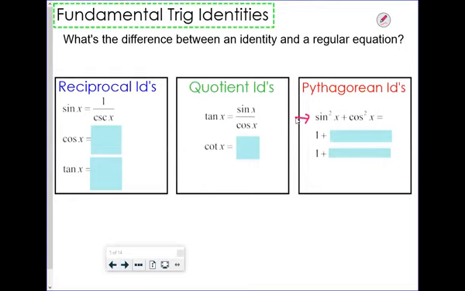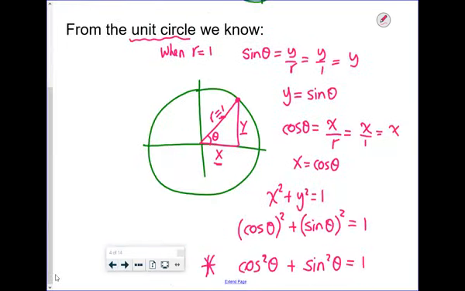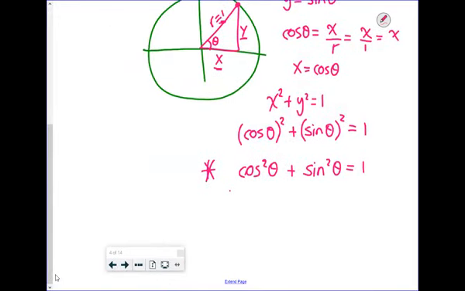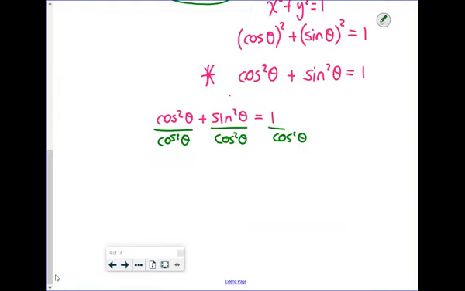Now, there's 2 more of these. Let's go and have a look at how we're going to derive them. Imagine you had this main identity, cos squared theta plus sine squared theta equals 1. And you divided everything by the cosine squared. Divide everything by that. What do we end up with? This gives us 1 plus, well, sine divided by cosine.